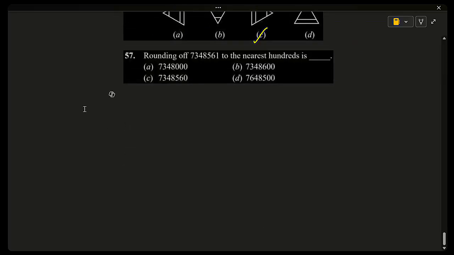Rounding off this to the nearest hundreds. 7,3,4,8,5,6,1. We want the nearest hundreds, so 1 stands at the hundreds place. So always we have to check the next digit.